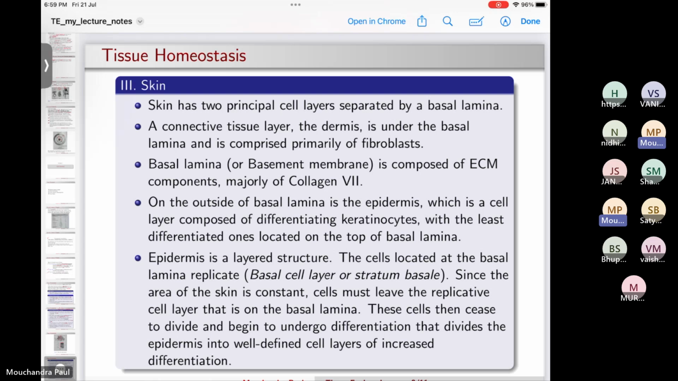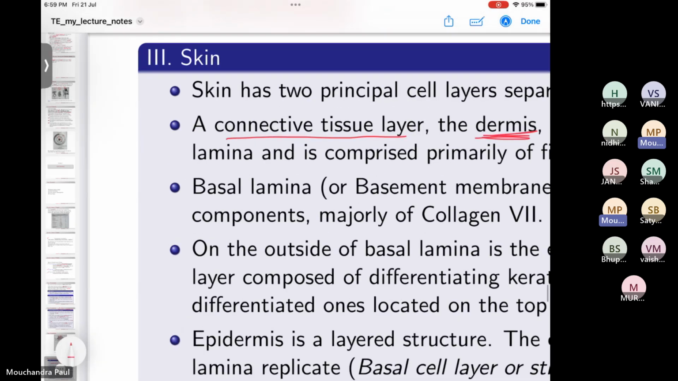So skin has two primary cellular layers. One is called the dermis layer, another is called the epidermis layer. Okay, so the dermis layer is basically the connective tissue layer. And this is the epidermis.